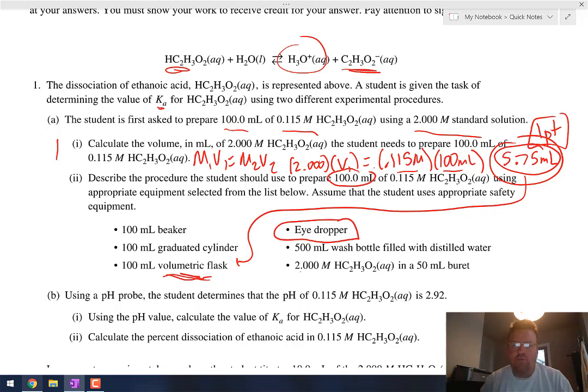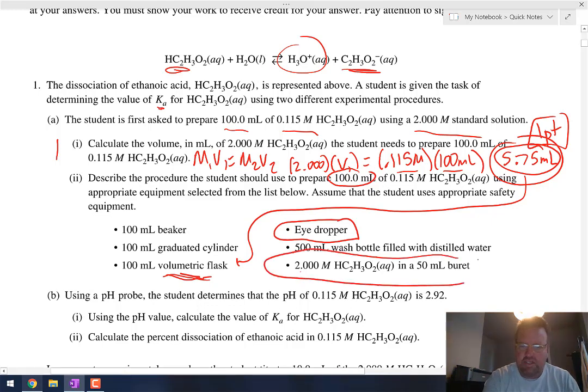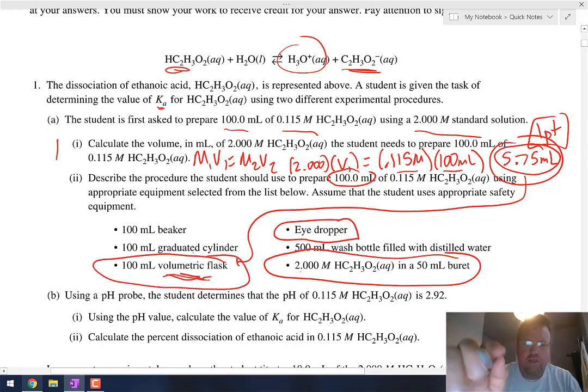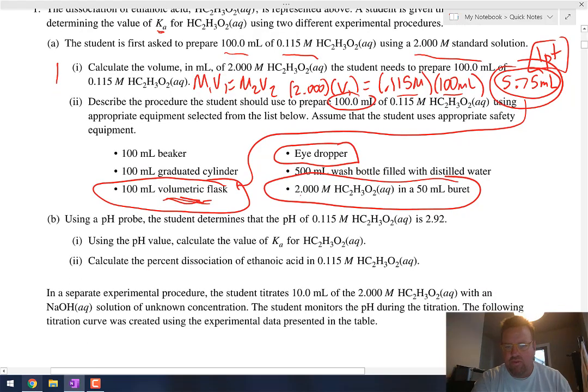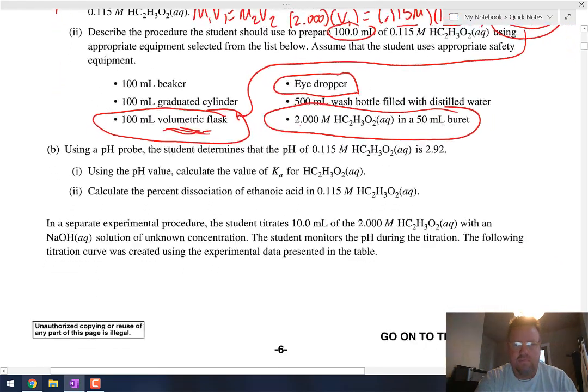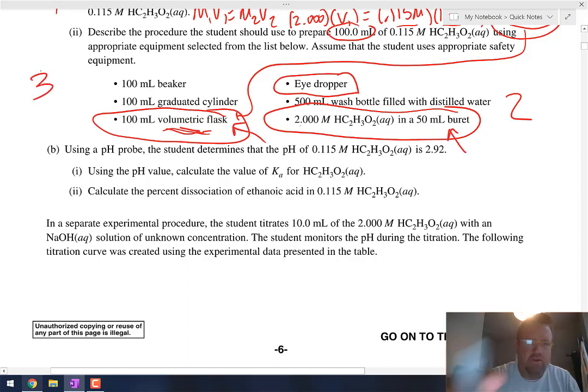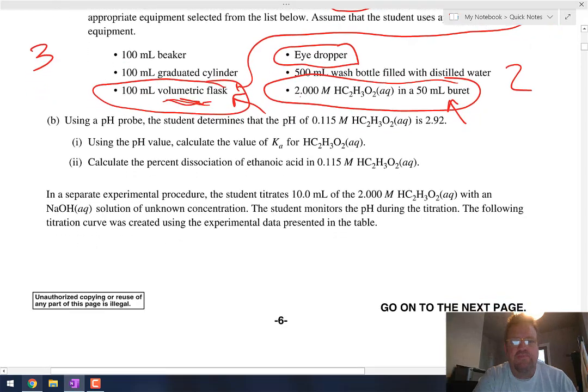Okay, so you got 1 point for saying use this, and then you got another point for saying get up to 100 milliliters using the volumetric flask. And then if you add that eyedropper part at the end, that's good as well. Okay, so that's a 2 point response, 1 for using this, 1 for using this. So we're up to 3 points so far.